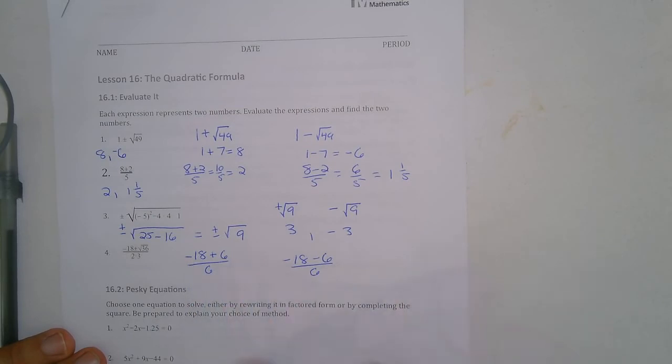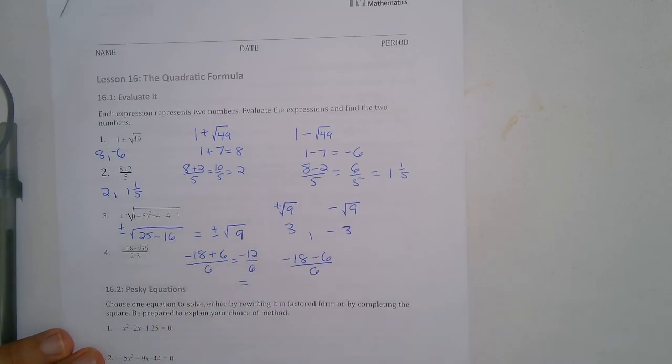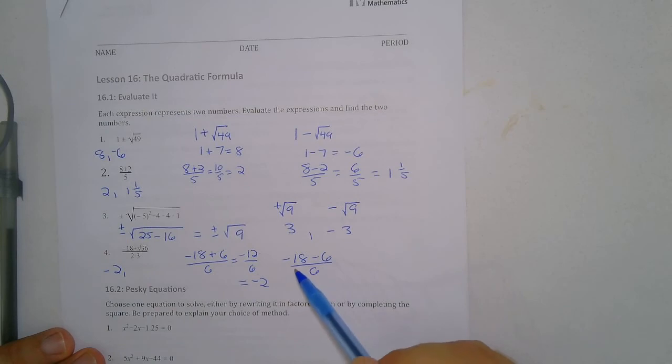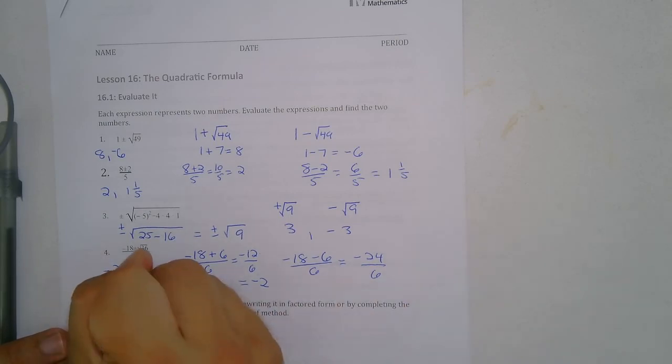And negative 18 plus 6 is negative 12 over 6. And reducing negative 12 divided by 6, that's negative 2. So here we have negative 2. Then negative 18 minus 6 is negative 24 over 6, which is negative 4.